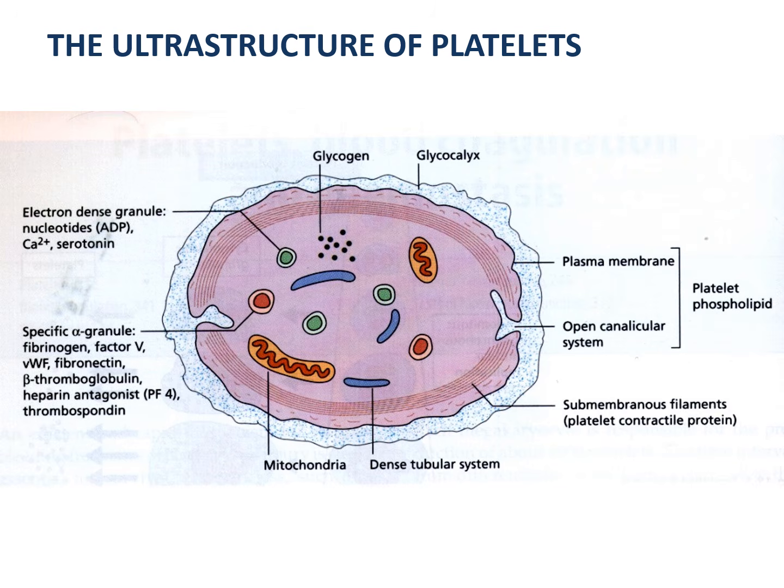The electron-dense granules are the ADP, the calcium, and the serotonin. The alpha granules include the fibrinogen, factor V, von Willebrand factor, fibronectin, beta-thrombomodulin, thrombospondin, and so on. So these again are very important for the function of the platelets that I will be discussing shortly.